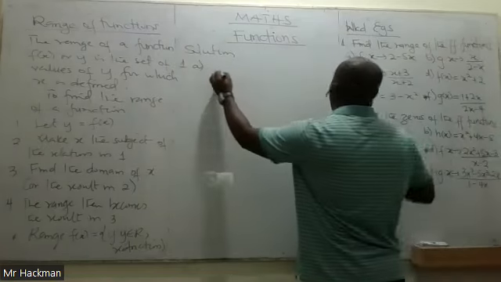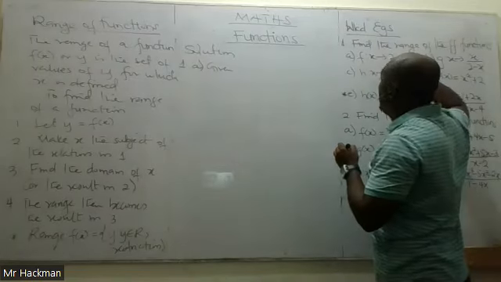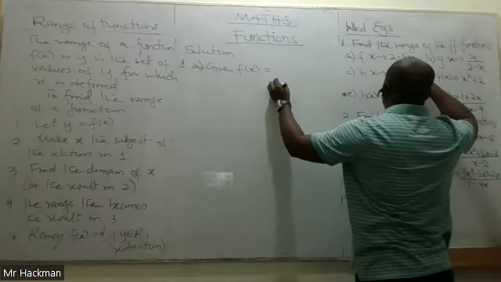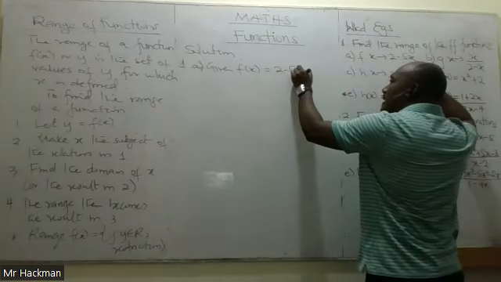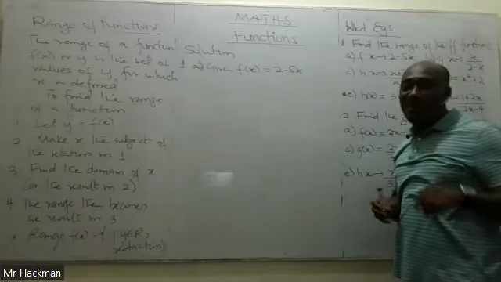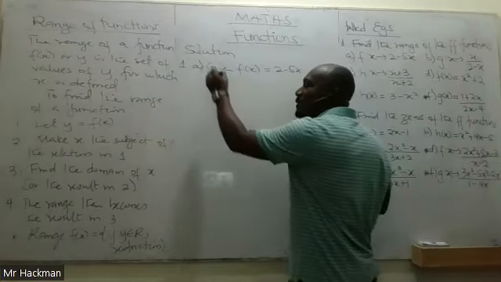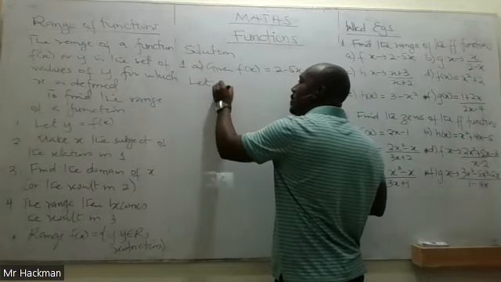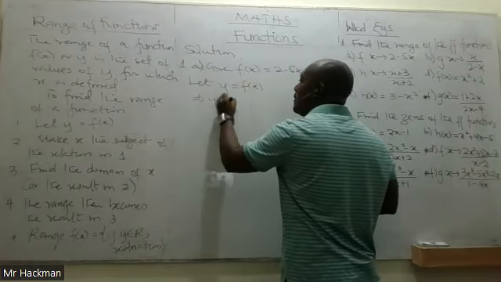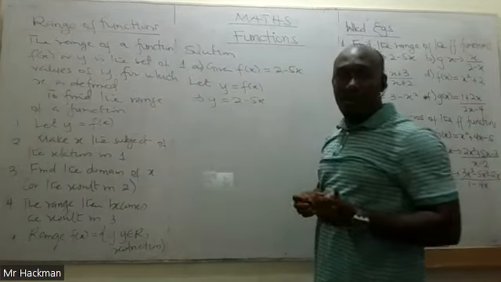The function is given in the mapping form, but we extract it in the relating form. That will give us 2 minus 5x. So f of x is equal to 2 minus 5x. This is what we are going to do. First step, we let y be equal to f of x. So this implies that y will be equal to 2 minus 5x.